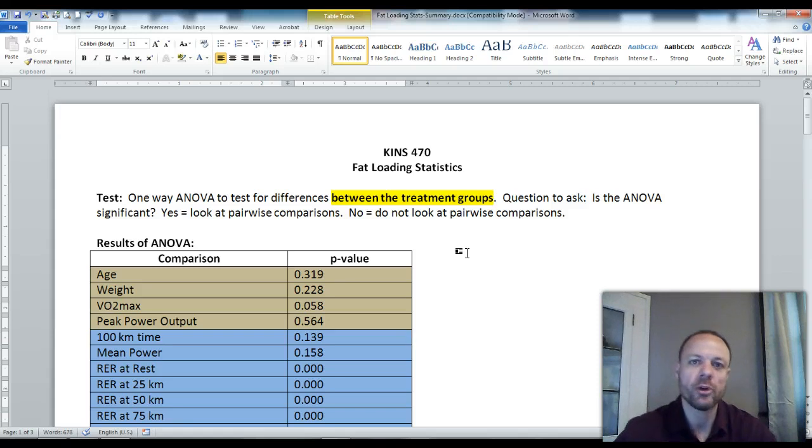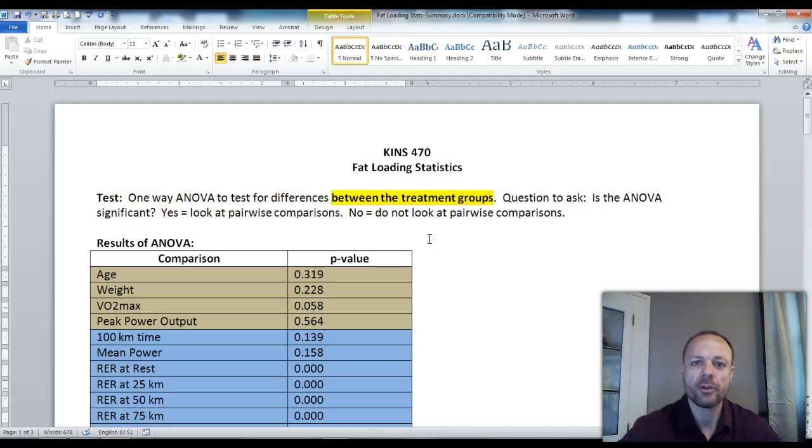In order to compare the three groups, the first question that we want to ask is, is there a significant difference between the three groups? And that's why we use this analysis of variance, ANOVA, because it tests for a difference between the groups. The question that is being asked is, is the ANOVA significant?